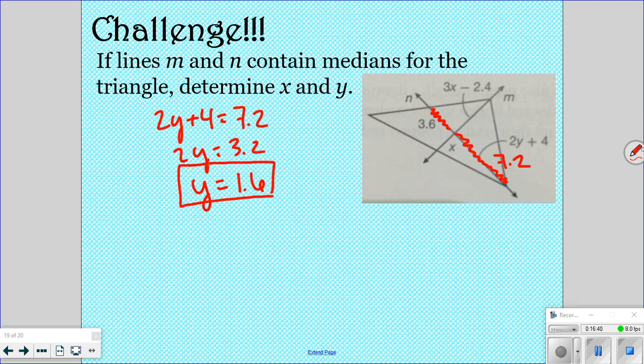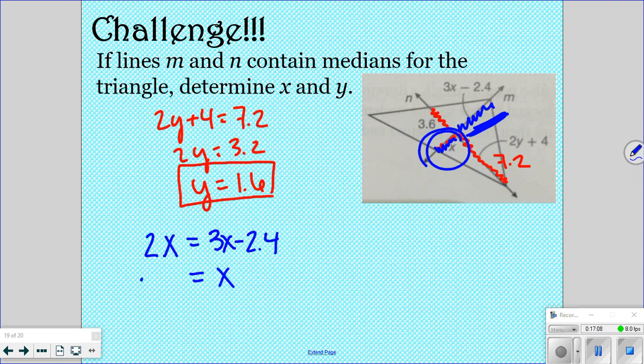For the x value, this is your 1/3 here, and this is your 2/3. So x times 2 is going to equal 3x minus 2.4, because take this side and if you double it, it'll be the same as this one over here. So then that means that x would equal 2.4. Okay, so that would be your x and your y values.